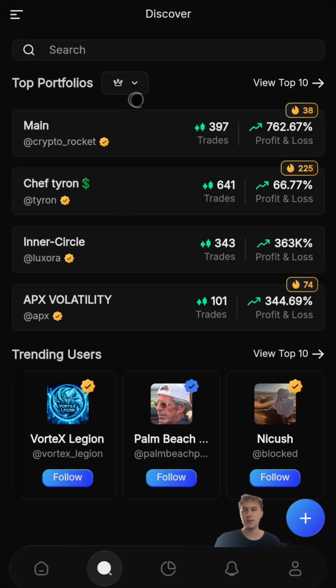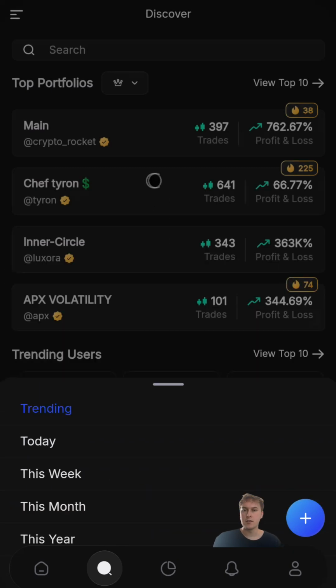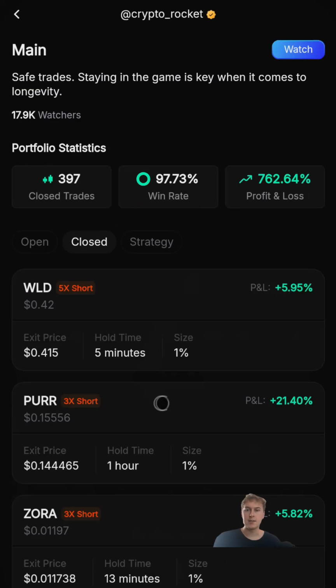So you can see the portfolios that the most amount of people are following, and then you can also see the ones that have done the best based on P&L today, this week, month, and year. So let's say I clicked on this user's portfolio who's 38 trades in a row. I can see all of their past trades. I can see their overall performance. So 397 trades, 97% win rate, and up over 762%.